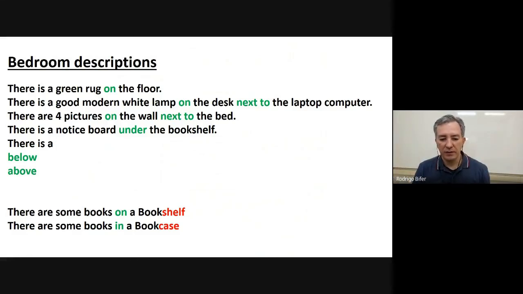So there is a bookshelf above the table. Can you see? Okay. So what's on the table? The computer is on the table. The lamp is on the table. What else?